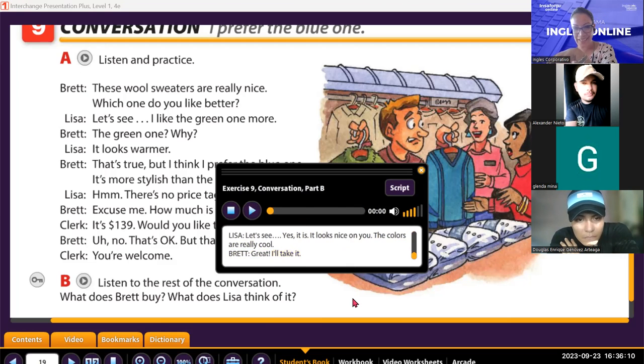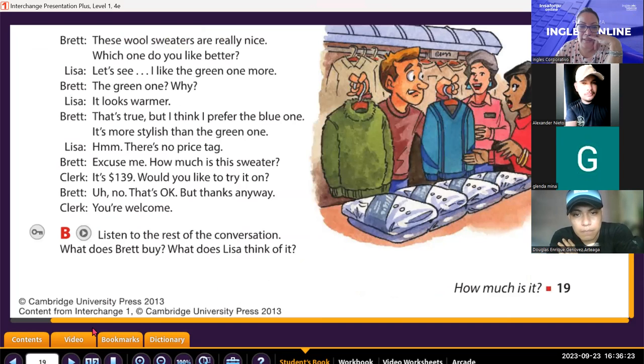Okay, so yes, he bought a t-shirt. And Lisa thinks that the t-shirt looks nice on him and that the colors are cool. So, that's good. All right.